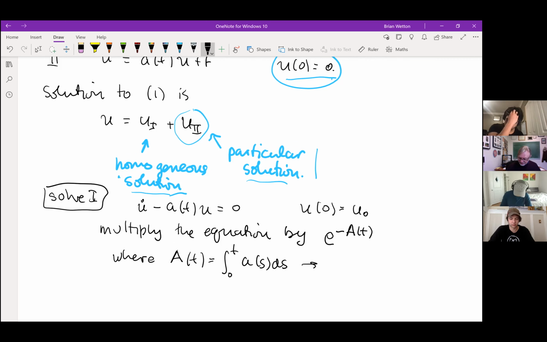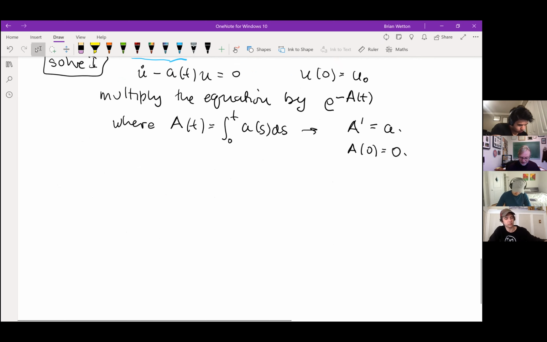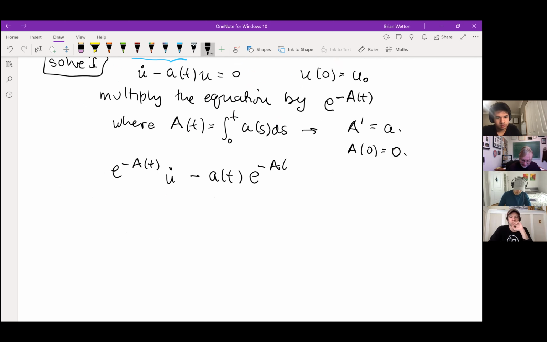Okay, why did I pick this? Well, because a prime is equal to a, right? That's just the fundamental theorem of calculus. And I've picked the arbitrary constant so that it's 0 at time 0. Okay, so why did I do that? Well, let's look. So now I'm going to have e to the minus a of t times u dot minus a prime of t e to the minus a of t times u is equal to 0.